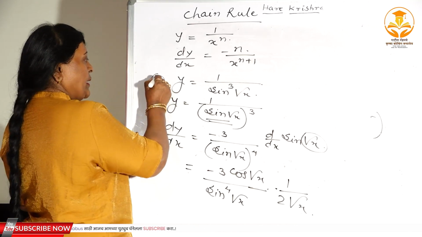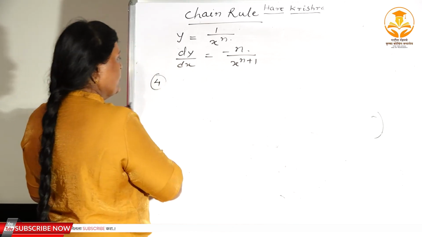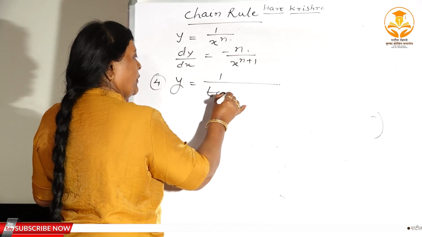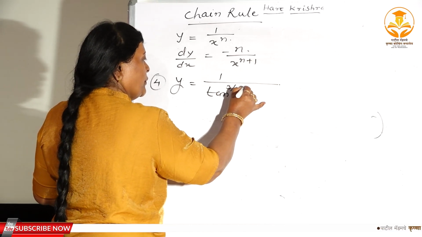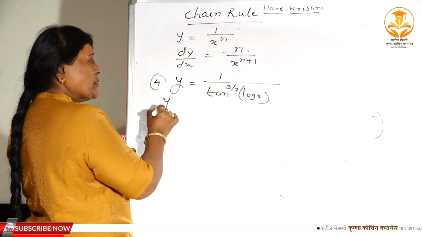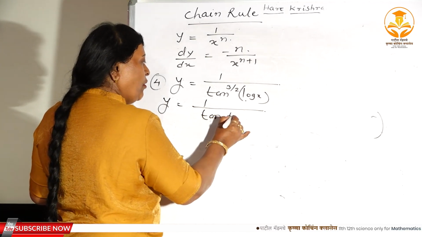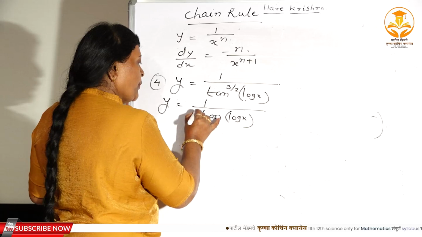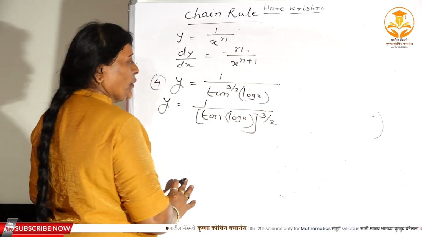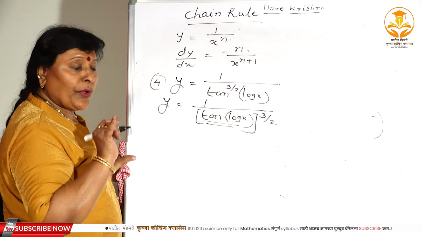Again fourth one, say, that is y is equal to 1 upon tan 3 by 2 log x. How will you do this? First you have to write the function in a convenient form: tan log x whole to the power 3 by 2, write it like this. Now here you can substitute u, 1 upon u to the power 3 by 2.